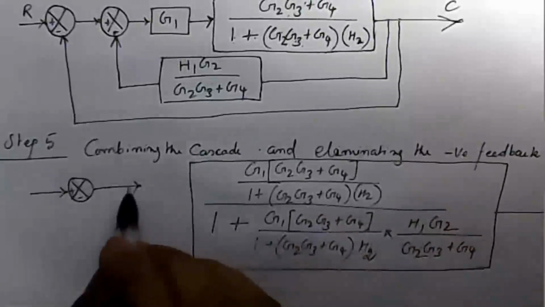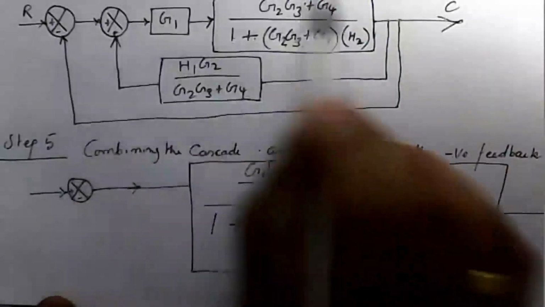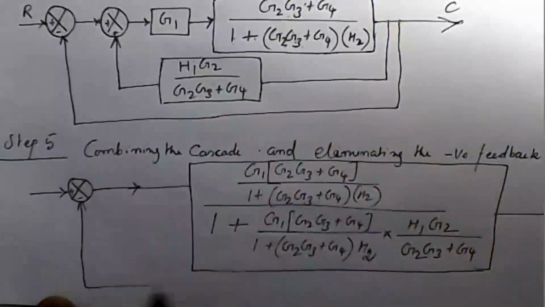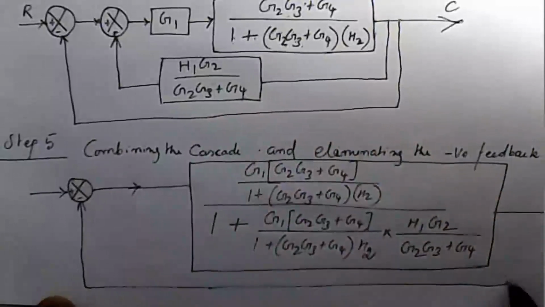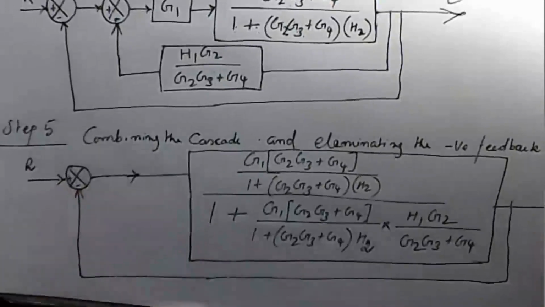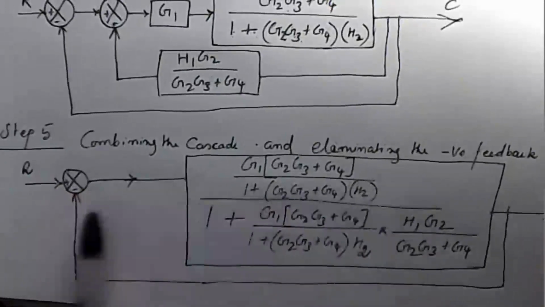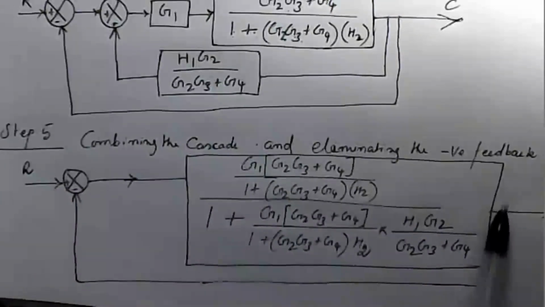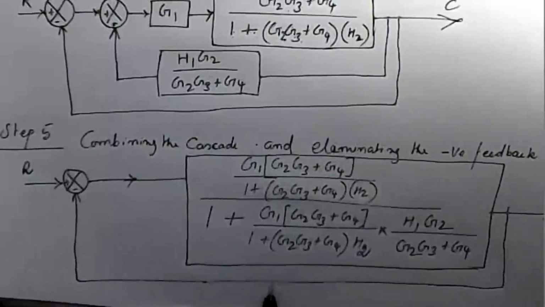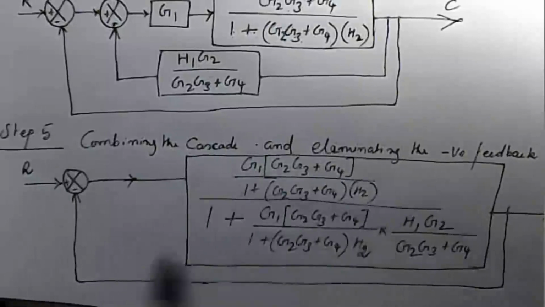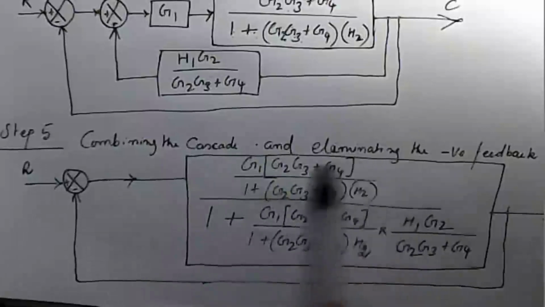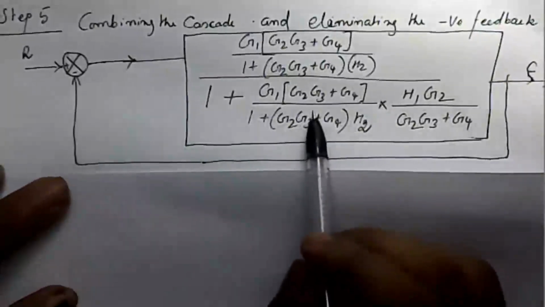Here C. These blocks are eliminated. Here R. The last step again, this is the forward path, this one is the negative feedback loop, unit feedback, eliminating this feedback loop. Before eliminating this negative feedback loop, simplify this block. Now I am going to simplify this block.